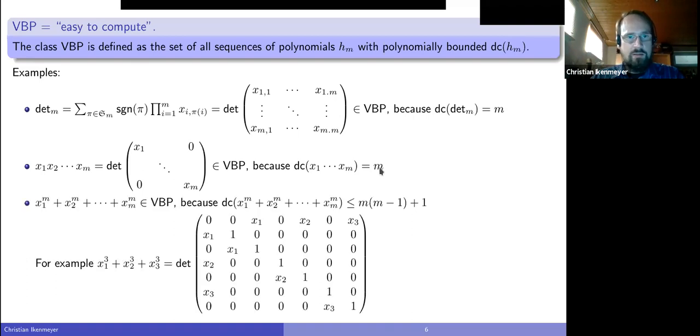But things get more complicated if you do other things. For example, this is the power sum polynomial, and its determinantal complexity is quadratic. It's at most M times (M minus 1) plus 1. This has been proved by Valiant with a variance construction. So for example, the third power sum polynomial here is the determinant of this matrix. And you see, it's not always the case that the entries here are homogeneous. They sometimes do have some constants, right? The constants do appear in this model of computation, and that will be important later on.